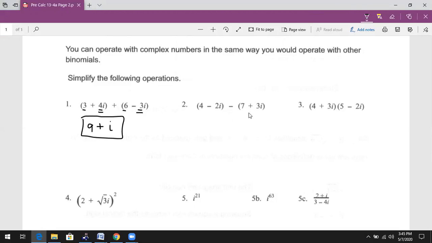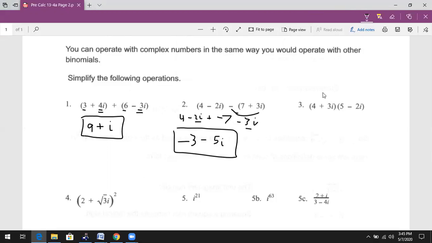We can subtract them by essentially distributing the negative through to both the real and imaginary parts of our second complex number. So 4 minus 2i would be plus a negative 7 minus 3i. Or 4 minus 7 gives me negative 3. Negative 2i minus 3i gives me minus 5i. So that's what that would simplify into.